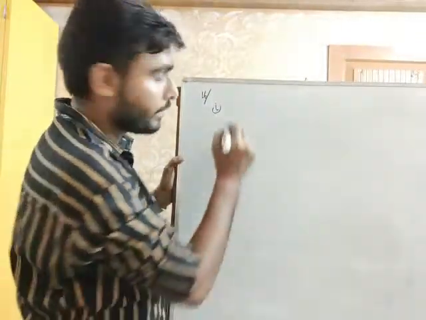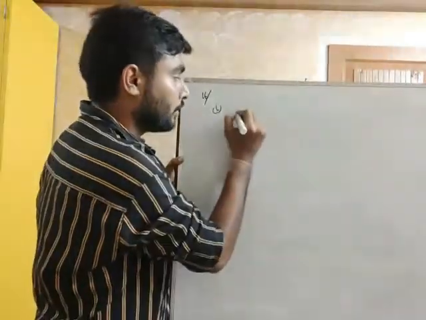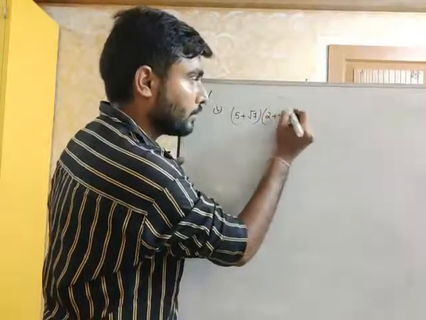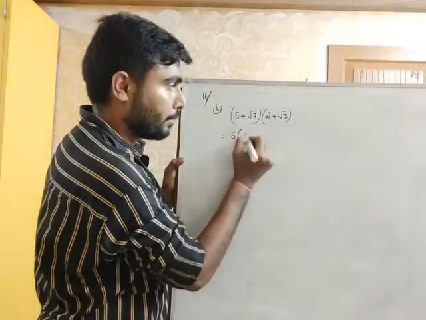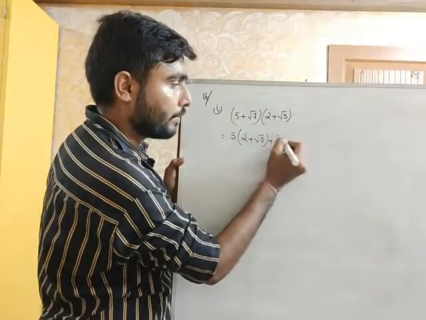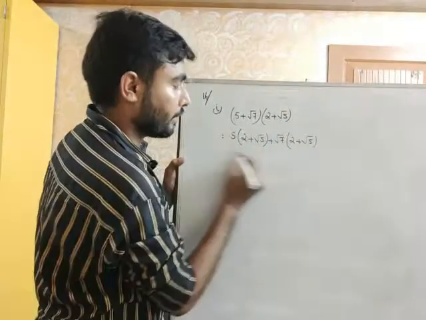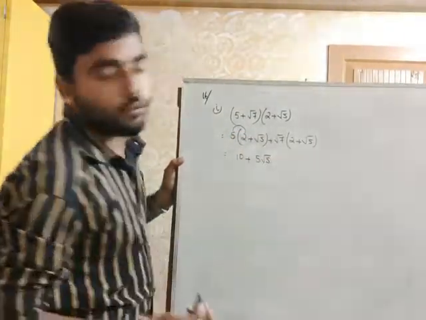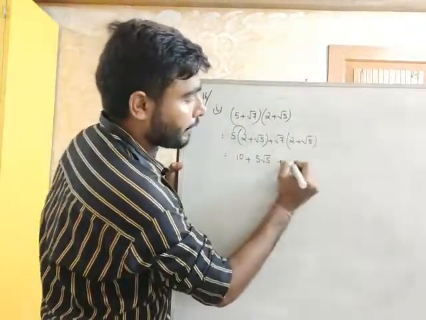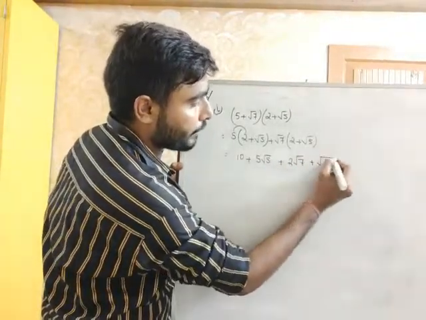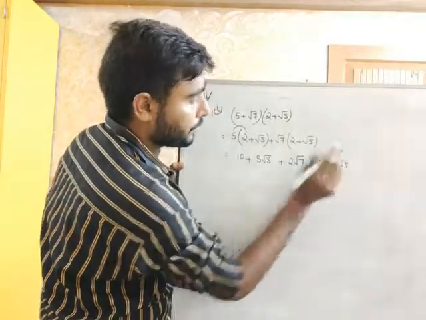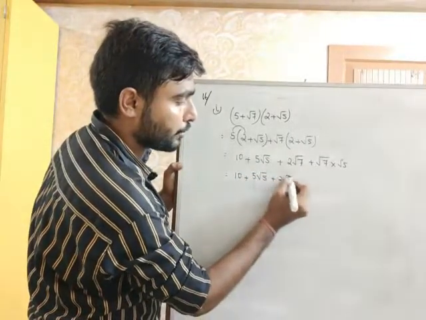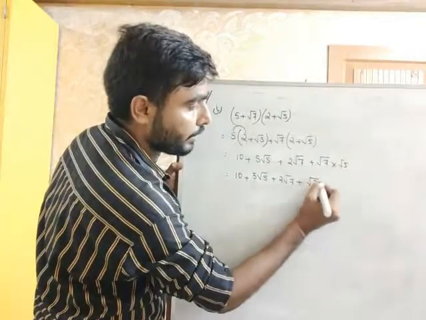Here they have asked to simplify the following. So what's the question? 5 plus root 7 into 2 plus root 5. So 5 will be multiplied with 2 plus root 5 and root 7 will be multiplied with 2 plus root 5. Now 5 into 2 will give you 10 and 5 into root 5 will give you 5 root 5. Root 7 into 2 will give you 2 root 7 and root 7 into root 5 will be root 35. So 10 plus 5 root 5 plus 2 root 7 plus root 35.